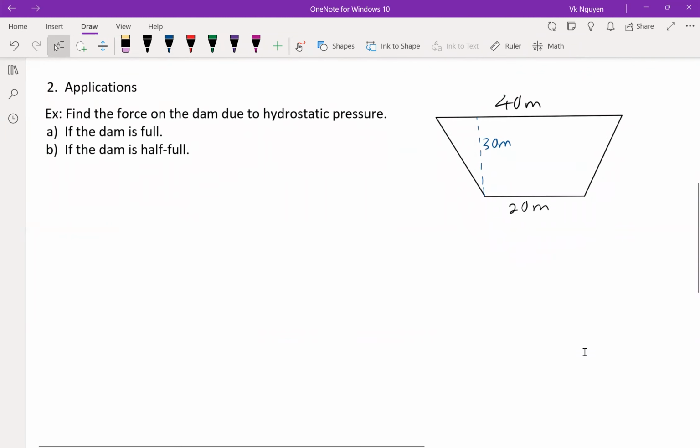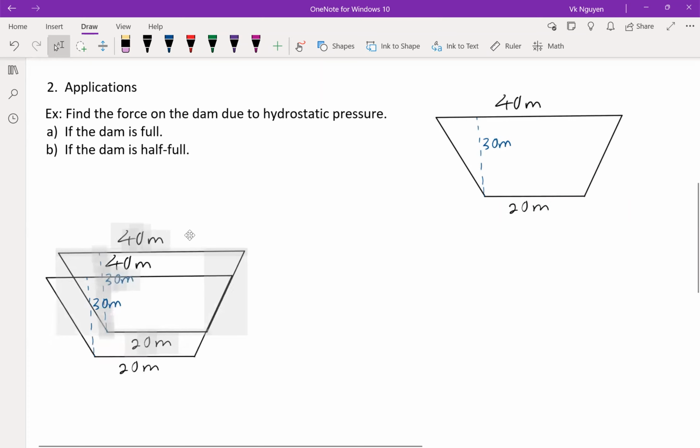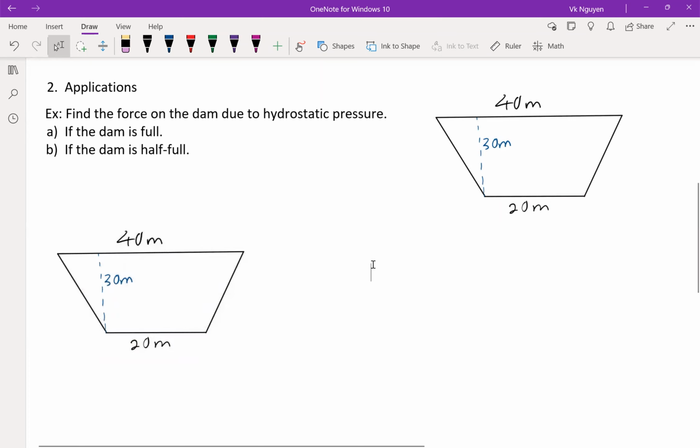Number two, applications. Example. Find the force on the dam due to hydrostatic pressure. A, if the dam is full. B, if the dam is half full. This is the dam right here. And let's take a look at the case in which it is full. So in A, the dam is full. So that means water is filled all the way up.